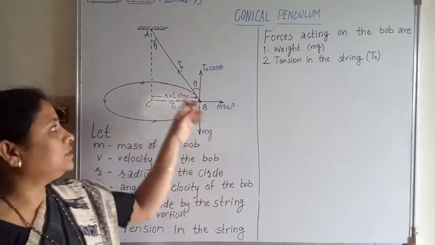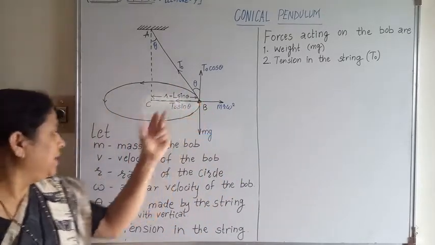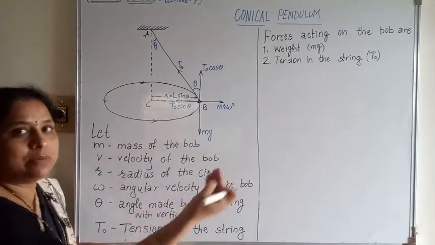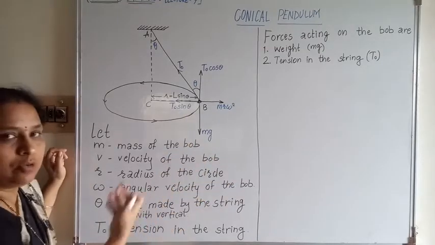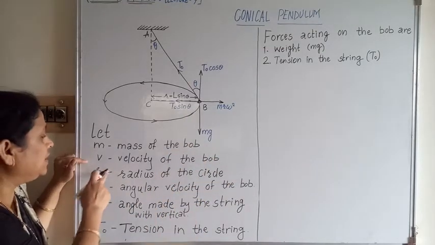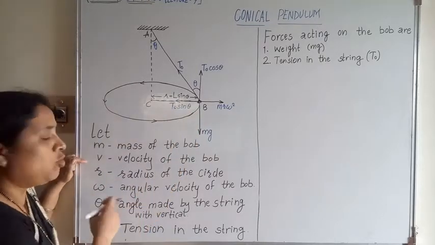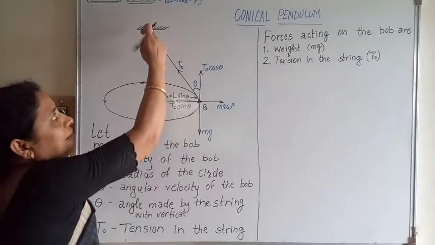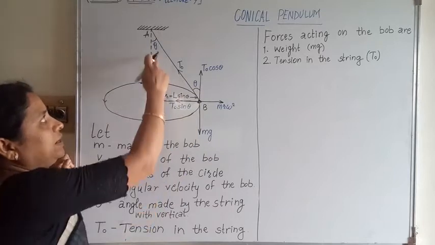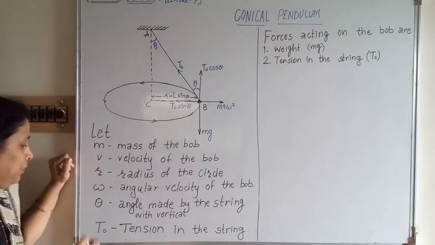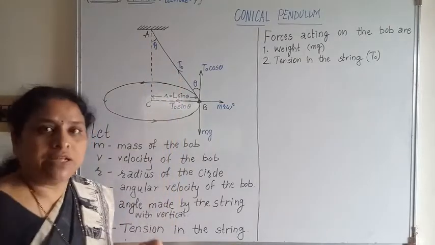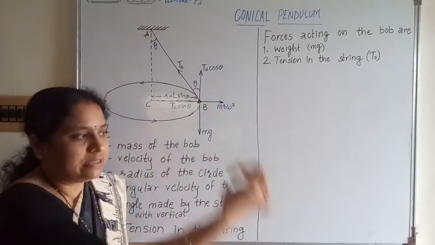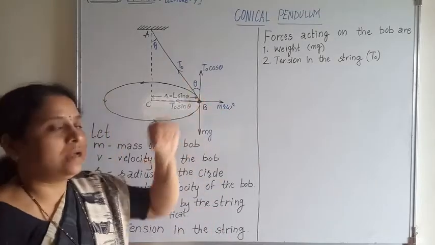Suppose we have considered one conical pendulum. Let m be the mass of the bob, v the linear velocity with which the bob performs horizontal circular motion, r the radius of that circle, omega the angular velocity with which the bob performs the circular motion, theta the angle made by the string with the vertical at the point of suspension, and T0 the tension created in that string. When the string is whirled in a horizontal circle, the bob moves in a horizontal circle, and there is tension created in that string, that is T0.